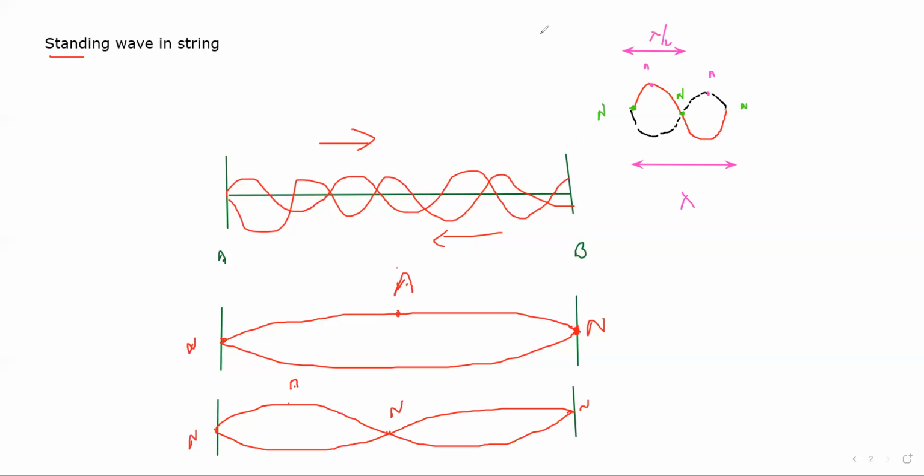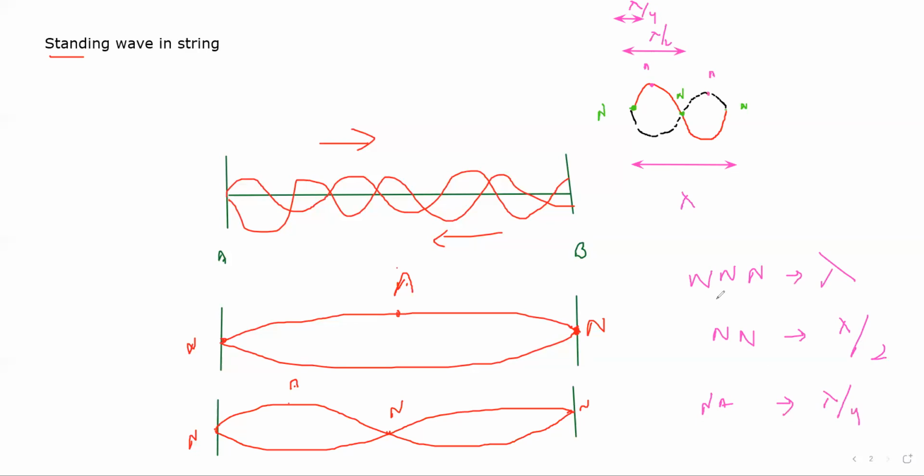And the distance between a node and an antinode, what will it become? It will become lambda by 4. So if you have three successive nodes, the distance will be equal to the wavelength. If you have two successive nodes, the distance will be half of the wavelength. And if you have a node and antinode, or antinode and node, the distance will be a quarter of the wavelength.